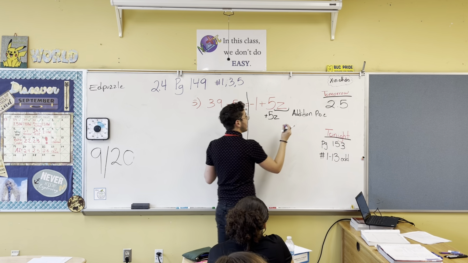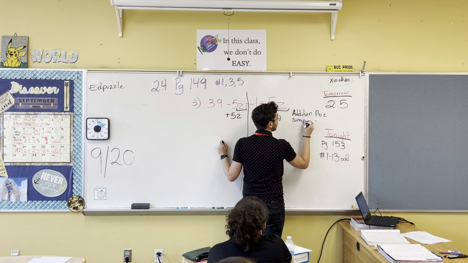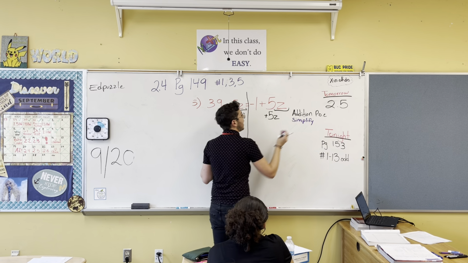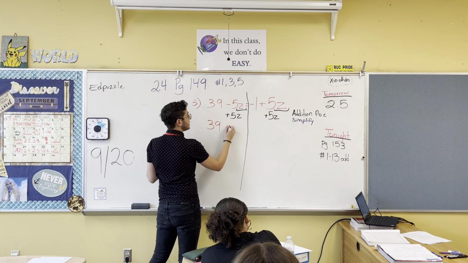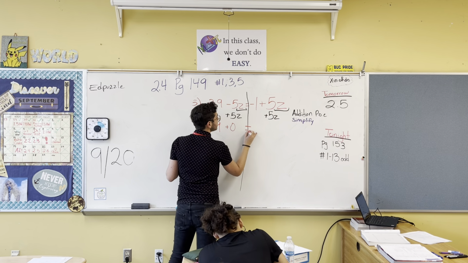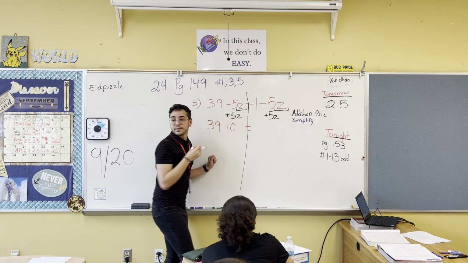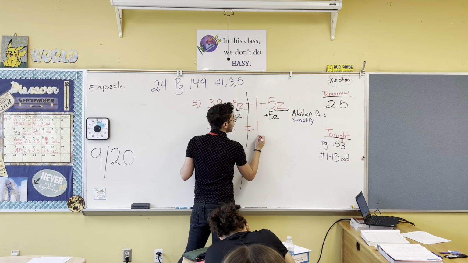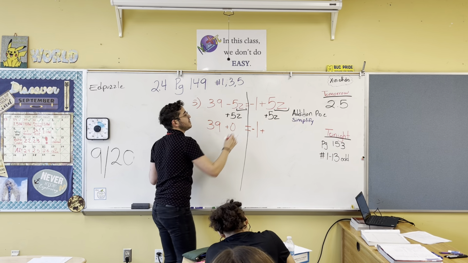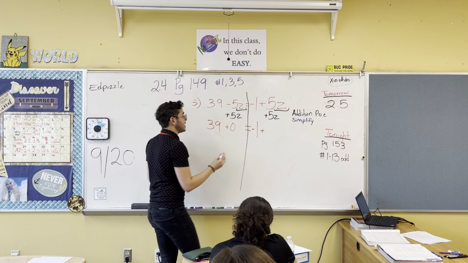And after we do that, we always simplify. So after we use the addition property of equality, we have 39 minus 5z plus 5z. What's minus 5z plus 5z? Yes, 0. Equals -1 plus, what is 5z plus 5z? 10z.